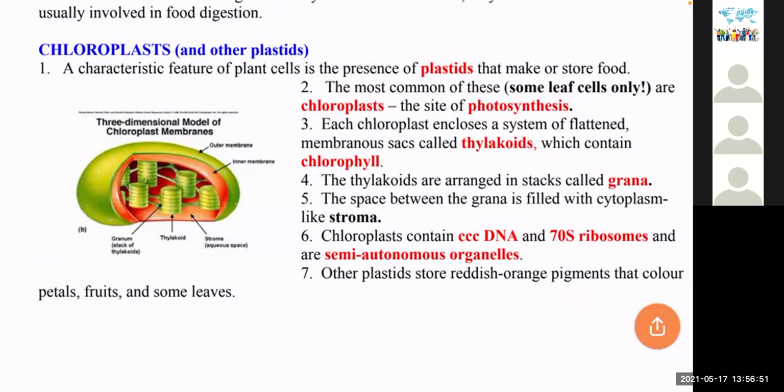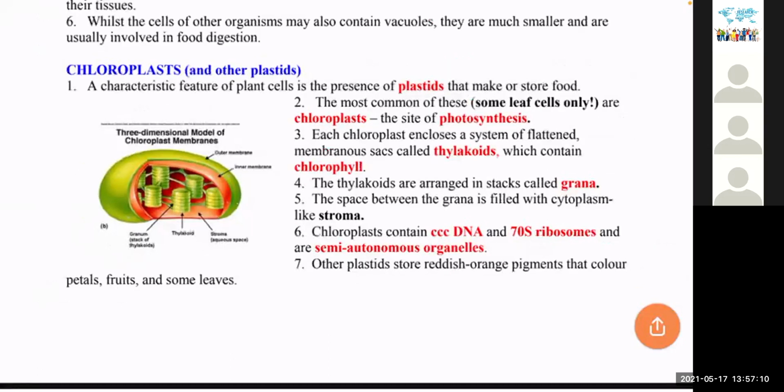Someone to remember and help us what this term means. Semi-autonomous organelles. Anyone?